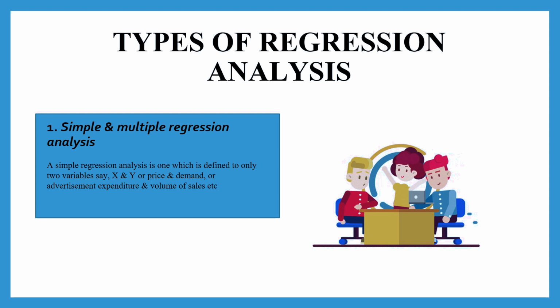A multiple regression analysis, on the other hand, is one which is made among more than two related variables at the same time, say x, y, and z, or say sales, price, and income of the people. In such analysis, the value of one variable, say sales, is estimated on the basis of the other remaining variables, say price of goods and income of the customer.